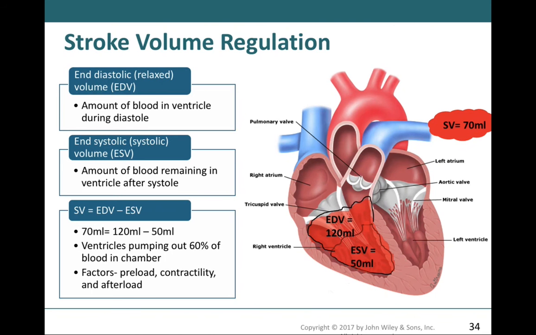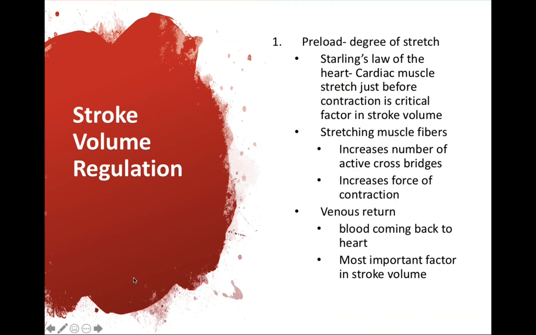So there are three major factors that affect the stroke volume of the heart, and they are the heart's preload, contractility, and the heart's afterload. And we'll discuss the three of these now. The first of these factors that we'll discuss is the preload. Preload can be described as the degree of stretch that is felt by the ventricles during ventricular diastole.